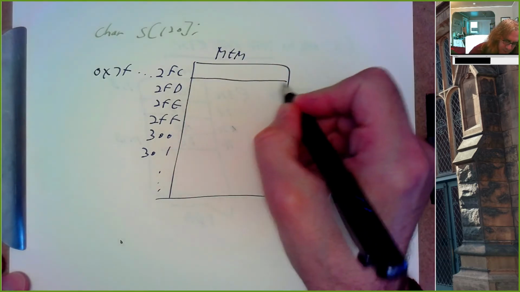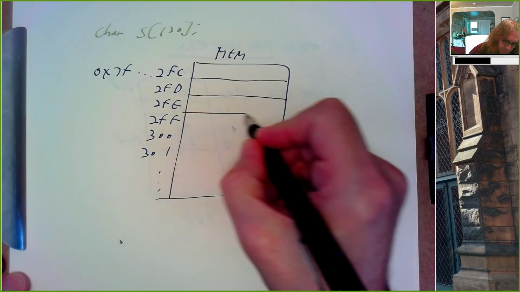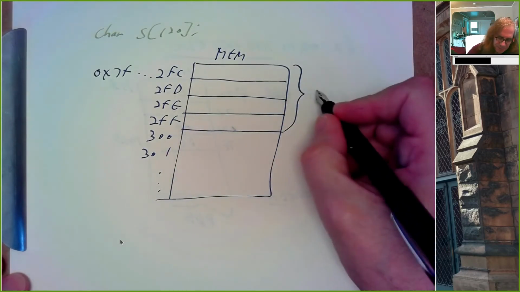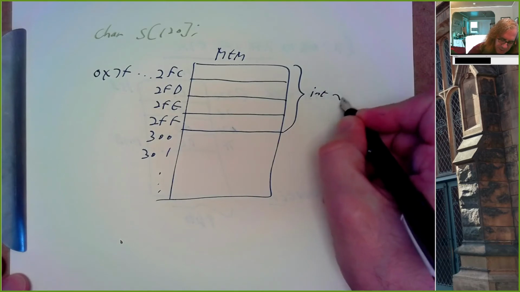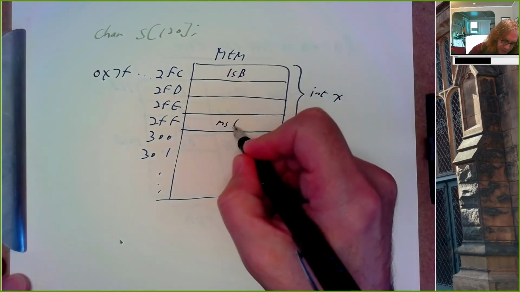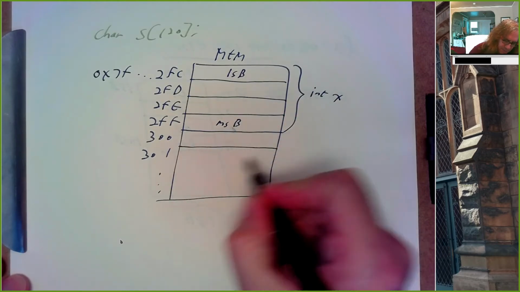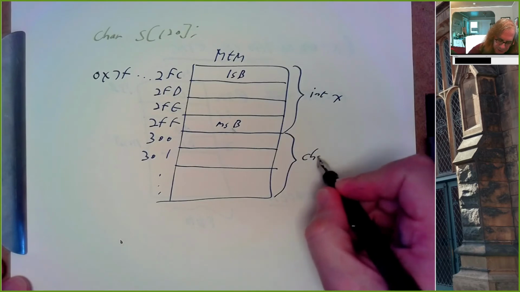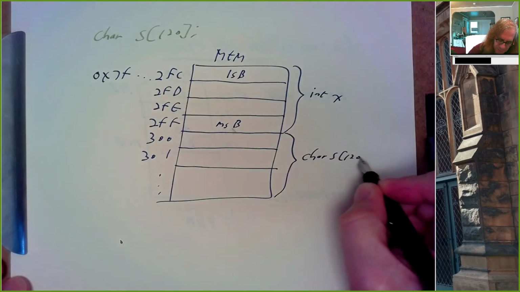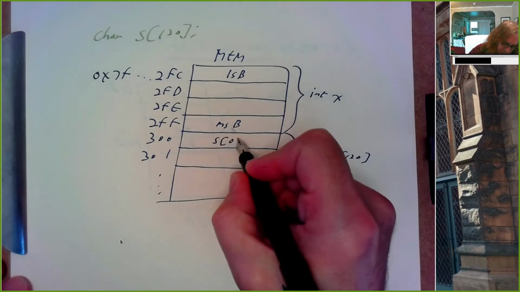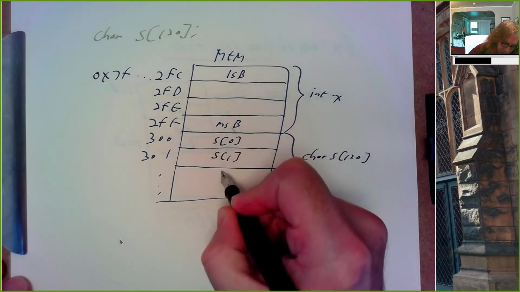So here's our memory. These 4 locations, these 4 bytes, this is our integer x. That's the least significant byte. That's the most significant byte. And then this next chunk of locations is where S is stored. And this is S0, S1, and so on.